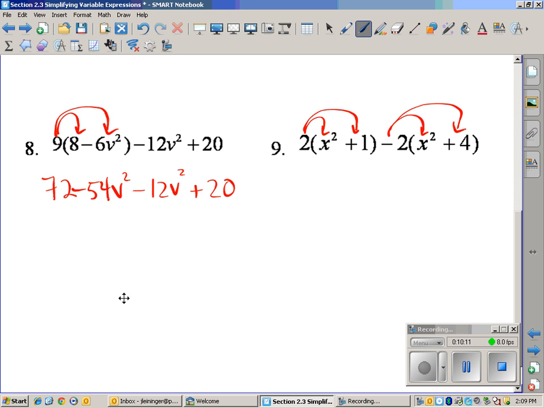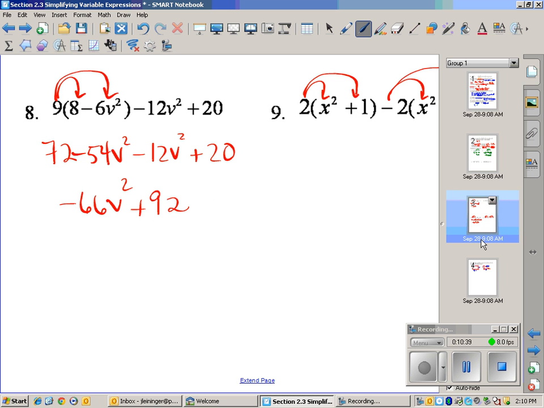I'm looking at my like terms. I have bases of v, both of them with exponents of 2. That's a good thing. I can combine them. So if I've got negative 54 of them, and I have 12 more negatives of them, I have negative 66 of those v squares. And now I combine my numbers. A positive 72 and a positive 20 makes a positive 92. You guys try number 9.